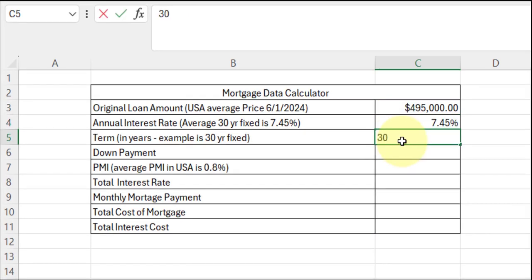Yes, there are some people that get 15-year or 20-year mortgages, but I would say 99% of mortgages are 30-year mortgages. So let's do that. Down payment. In this case, we're going to use $20,000.